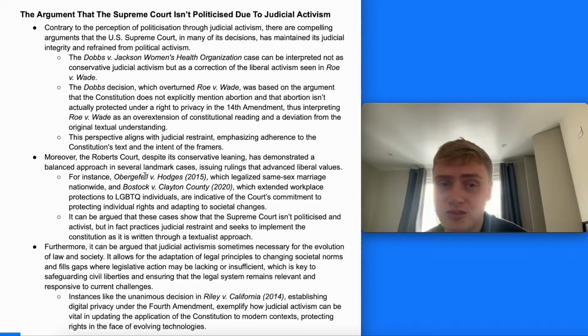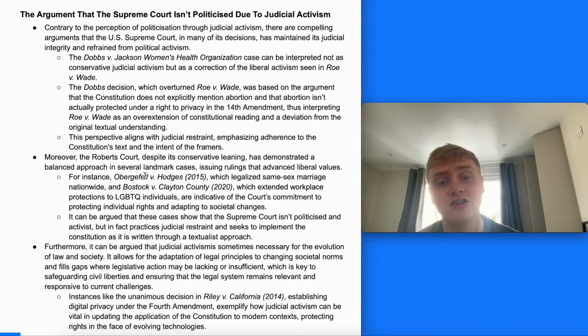The Dobbs decision, which overturned Roe v. Wade, was based on the argument that the Constitution does not explicitly mention abortion, and that abortion isn't actually protected under a right to privacy in the 14th Amendment, thus interpreting Roe v. Wade as an overextension of constitutional reading and a deviation from a textualist and originalist understanding of the Constitution, and therefore correcting that through the Dobbs case.